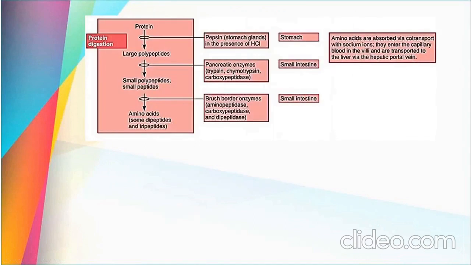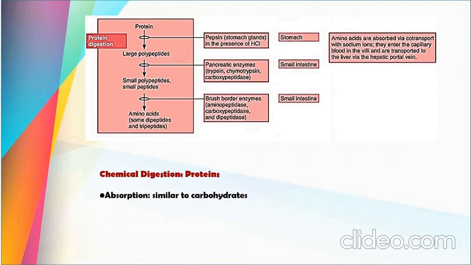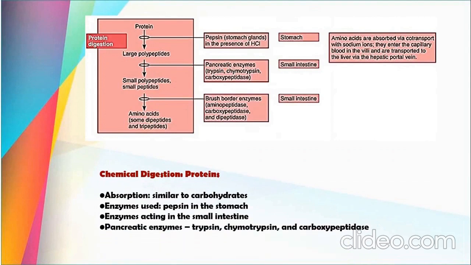Now next one is the chemical digestion of protein, and the absorption is similar to carbohydrate. Enzymes used: pepsin in the stomach; enzymes acting in the small intestine, pancreatic enzymes which are trypsin, chymotrypsin and carboxypeptidase; and brush border enzymes, the aminopeptidase, carboxypeptidase and dipeptidase.